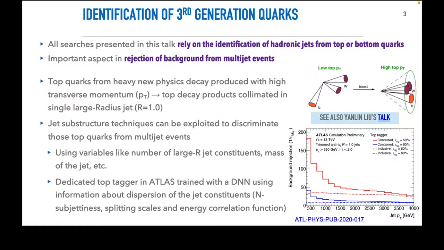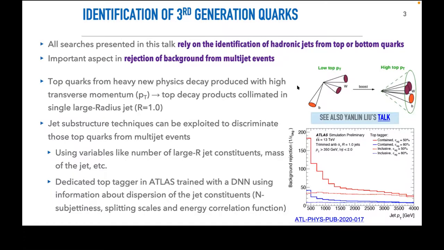For instance, there are two approaches. One is a cut-based approach, like cuts on the number of large-jet constituents, jet mass and so on, but there is also a dedicated top tagger in ATLAS trained with a deep neural network, which was already presented in Jan Lin's talk, which is linked here.